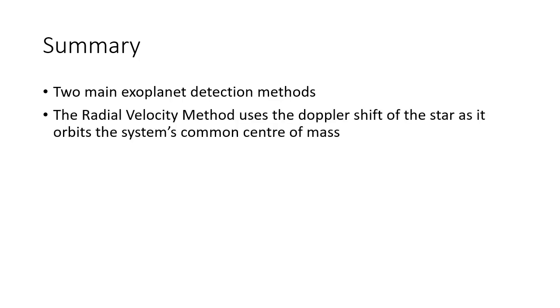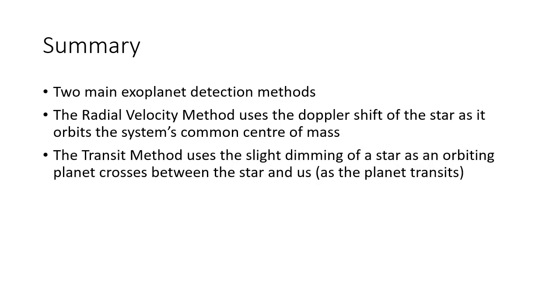Okay, in summary, what do you need to know? You need to know there are two main exoplanet detection methods. The radial velocity method. It uses the Doppler shift of the star as the star orbits the system's common centre of mass, i.e. the star wobbles because the planet's going around it. Or there's the transit method, which uses the slight dimming of a star as an orbiting planet crosses between the star and us. That's the key thing that you've got to know.